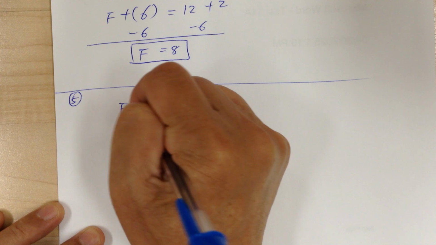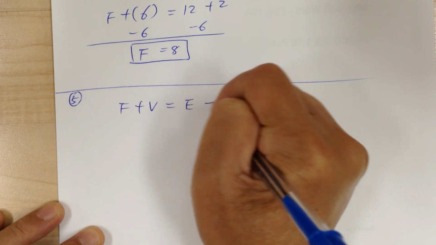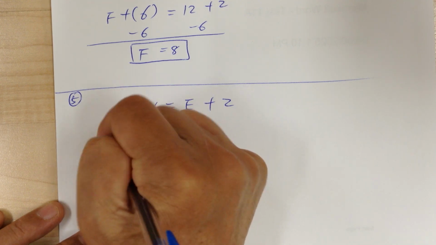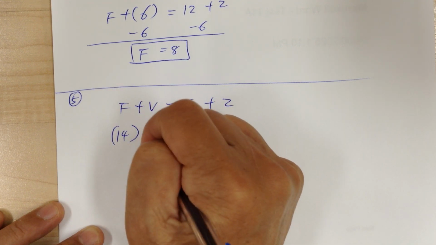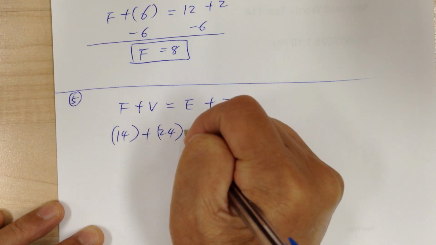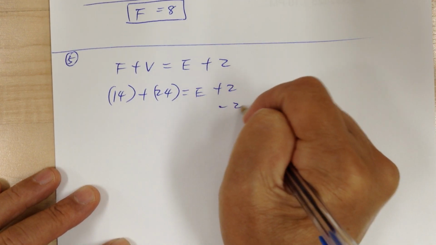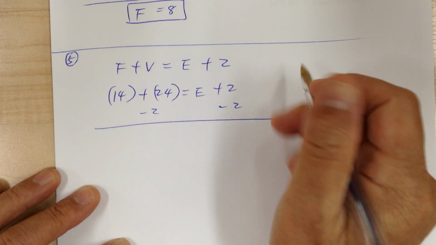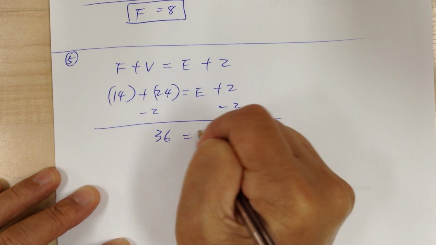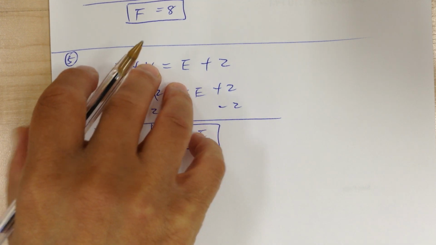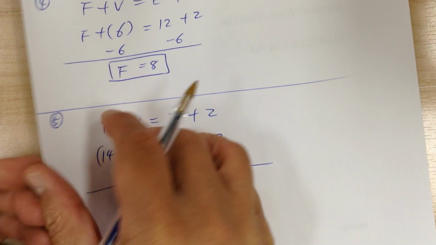So again, write down the formula. It will cut down on a lot of careless mistakes. Okay, the faces is 14, and vertices equal to 24, and looking for number of edges. So in this case, you're going to minus 2 on both sides. So you get 36 equal to E, so the 36 edges. Okay, let's go to number 6.